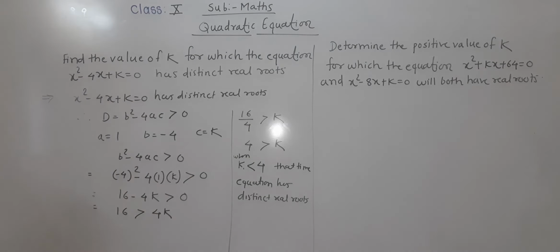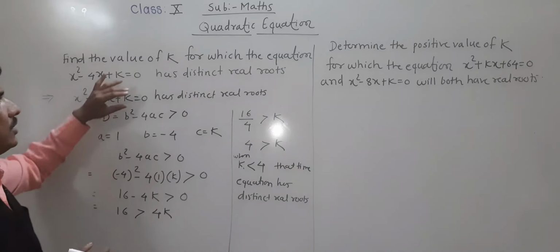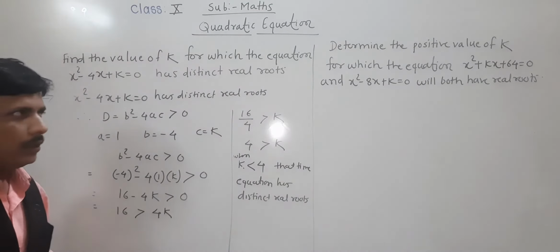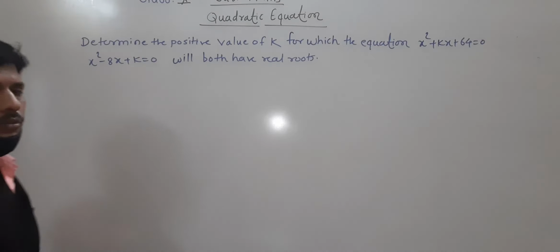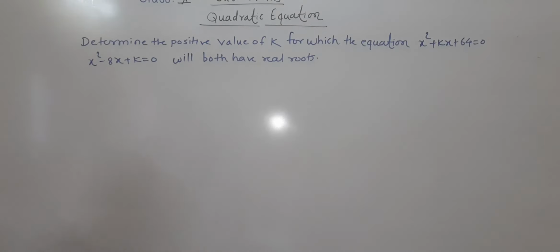Okay, so yesterday we saw how to find the nature of the roots. Now here the nature of the roots is given and we have to find the unknown. Okay, so see here, our second example is: determine the positive value of k for which the equation x square plus kx plus 64 is equal to 0 and x square minus 8x plus k is equal to 0 will both have real roots.